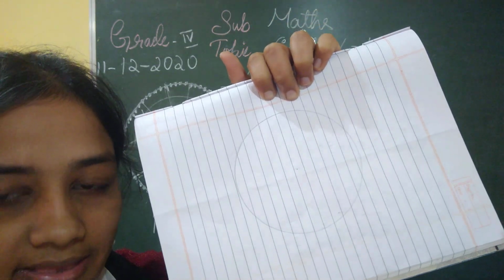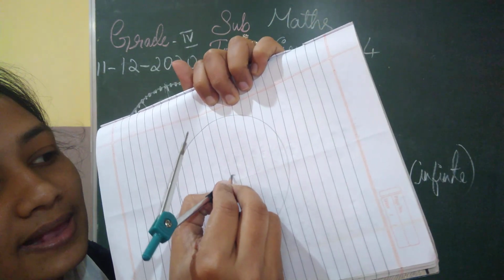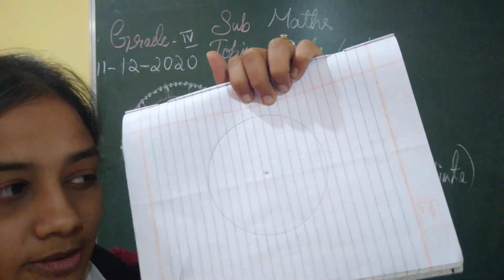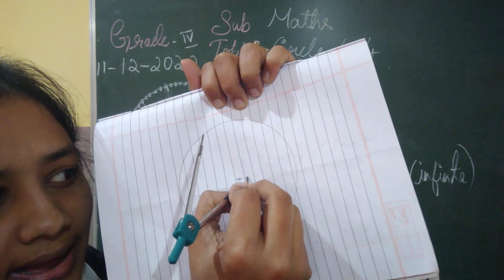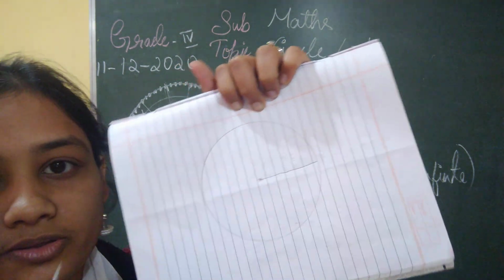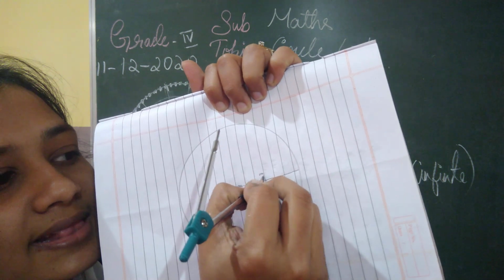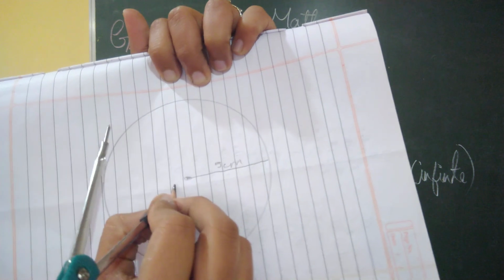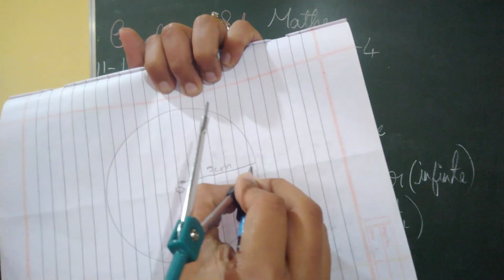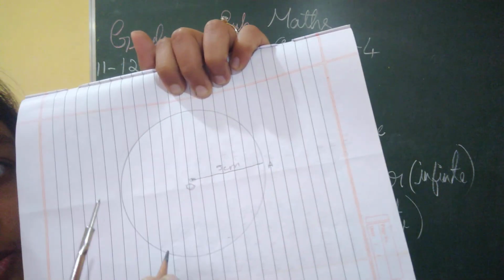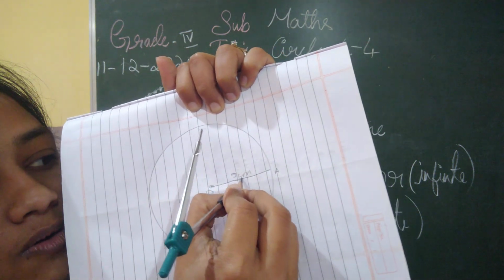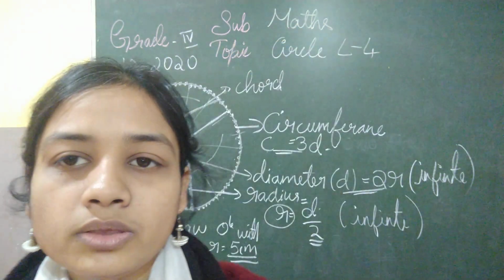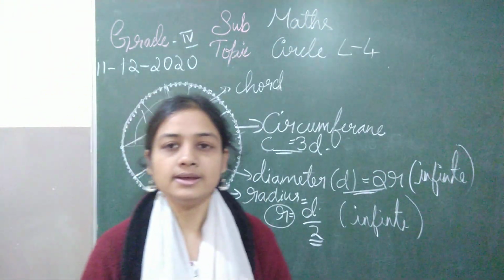So how will you represent this? This will be the center of the circle. And I said this is radius 5 centimeter. So you can draw a line from the center to any point on the circle like this. And this line is equal to 5 centimeters. So I will name the line as O and A. Okay. So this is the line of 5 centimeter. This is called the radius. So this is how you draw the circle.